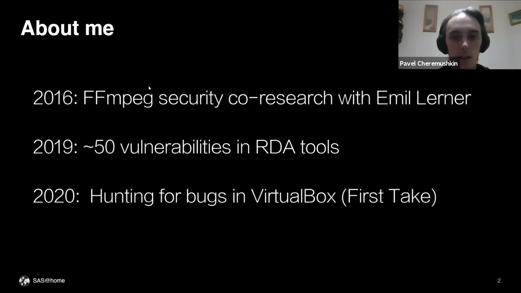So on this slide, in 2016, I made quite a successful bug bounty story with my friend and colleague Emil Lerner. I found several critical vulnerabilities in FFmpeg by using a technique that we will be discussing today. In 2019, I discovered around 50 vulnerabilities, maybe more, in remote desktop access tools, majorly VNC. I utilized fuzzing during this process as well.